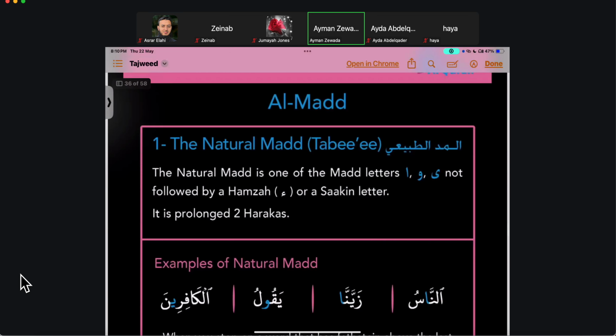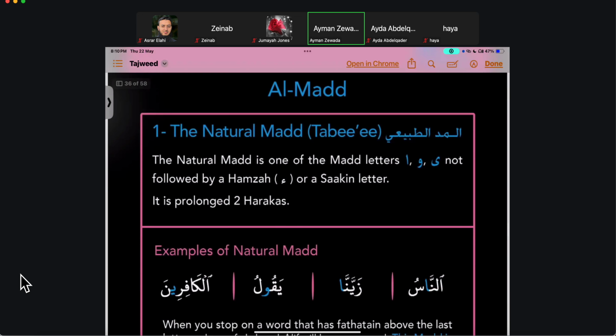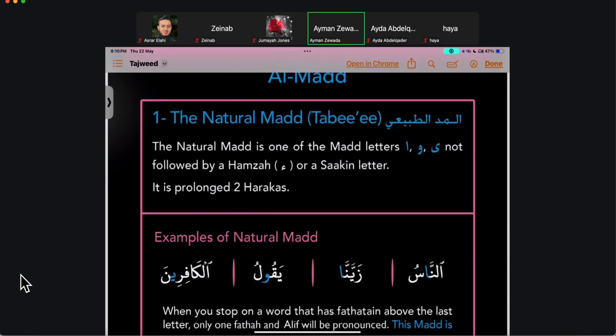Moving forward, the natural mad, al-mad al-tabi'i. The natural mad is one of the mad letters, alif, waw, or ya, not followed by a hamza or a sakin letter. It is prolonged to two harakat.